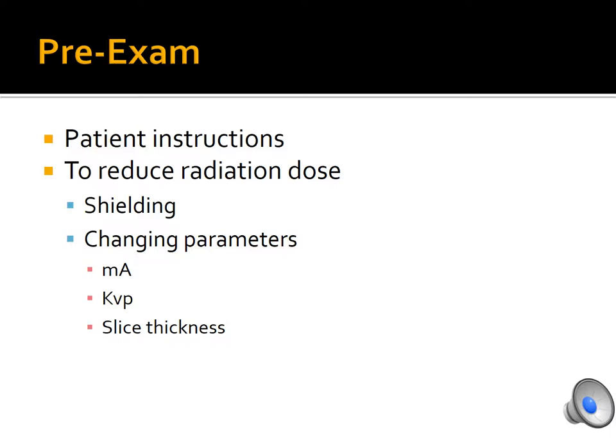Because the patient is pregnant, we will be using radiation-reducing techniques, such as a wraparound shield around the abdomen and a breast shield as well. We will also decrease some mA, kVp, and slice thickness to decrease the effective dose to the patient and the fetus.